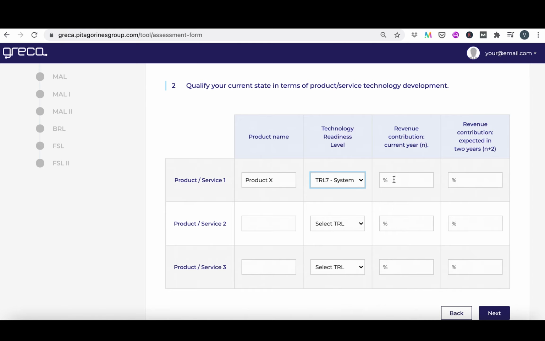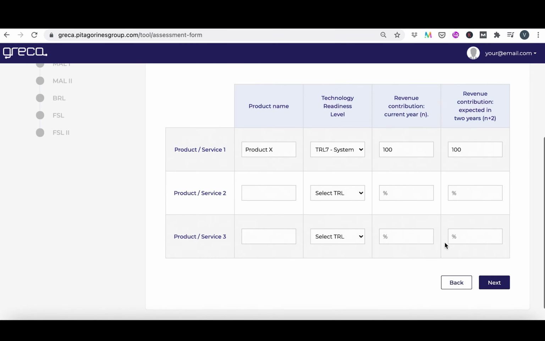In addition, we need to indicate what percentage of revenue it represents now and will represent in the future. The latter could vary if we plan to launch a product Y, for example, that will also generate revenue in the future.